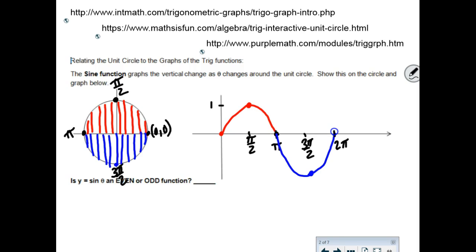Is sine even or odd? Now, I didn't continue on graphing the sine function, that's just one cycle, but we know it would have dipped down like this, and then came back, and then went back up. So think about symmetry. If it's even, it has y-axis symmetry. If it's odd, it has symmetry about the origin. What you got here? This is your origin, by the way. It's got symmetry about the origin. So it's an odd function.